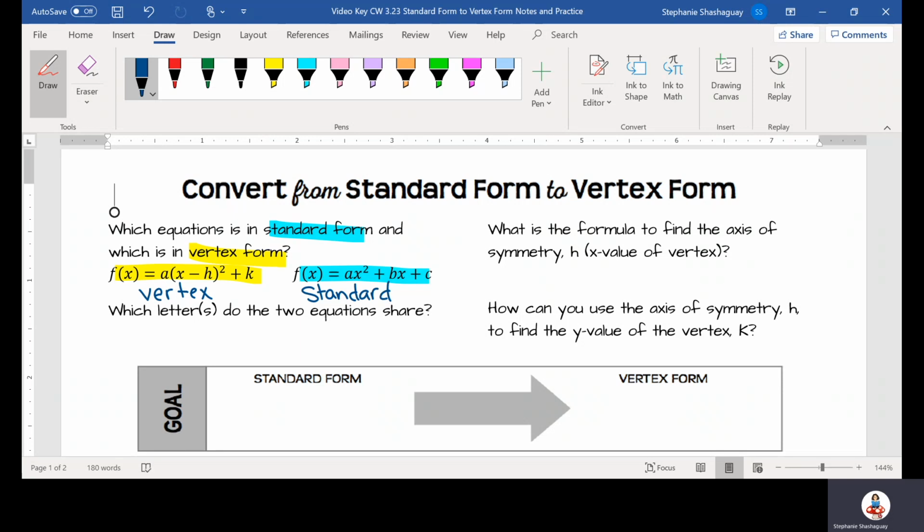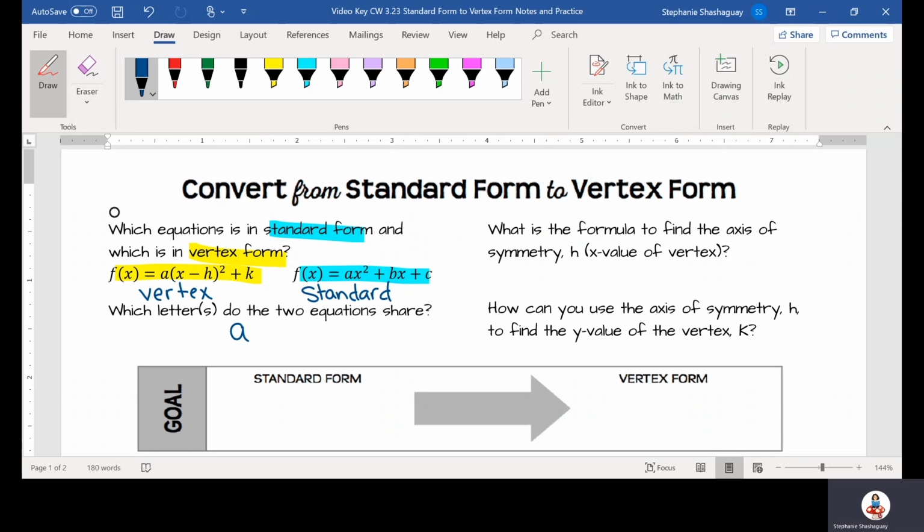Which letters do the two equations share? Well, if we have a times x minus h squared plus k, and we have a times x squared plus bx plus c, the equations both share the letter a.